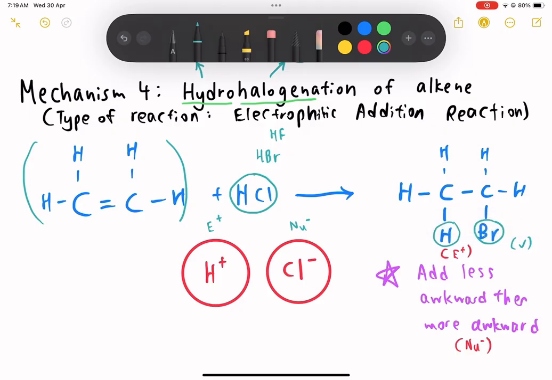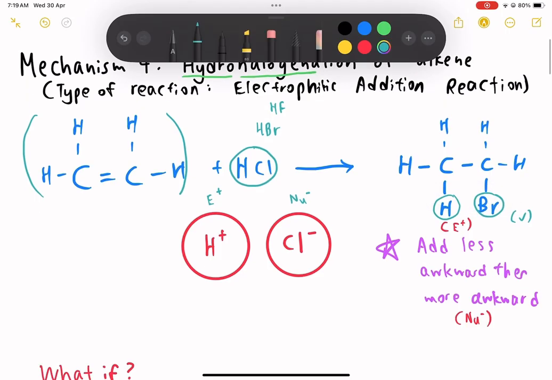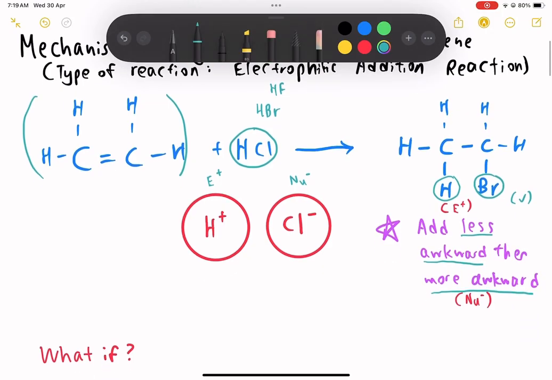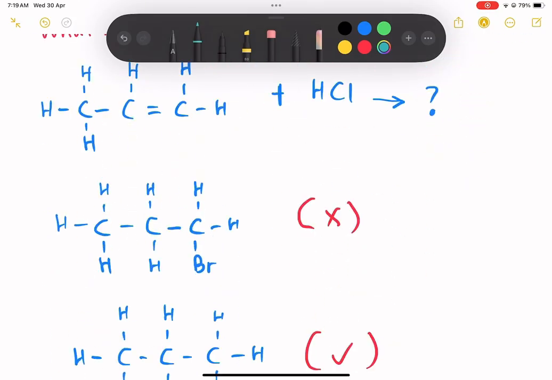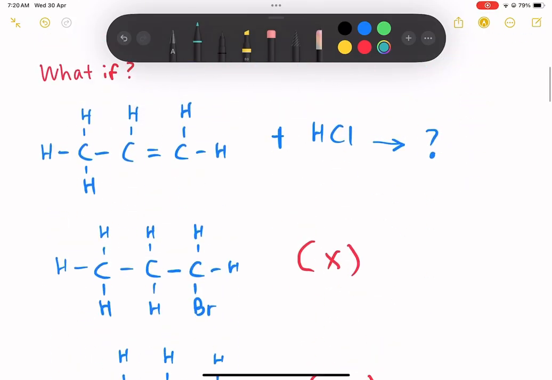And in this mechanism, we are going to add the electrophile first, the less alkyl one, followed by the nucleophile, which is the more alkyl one. So you may wonder, what should I add first? Where should I add the electrophile and where should I add the nucleophile? What if you have this one react with HCl?